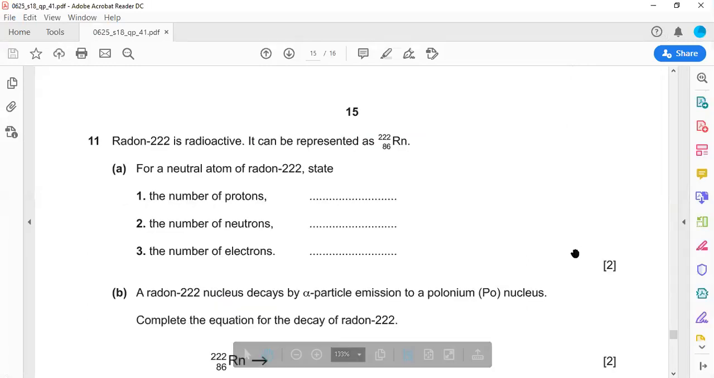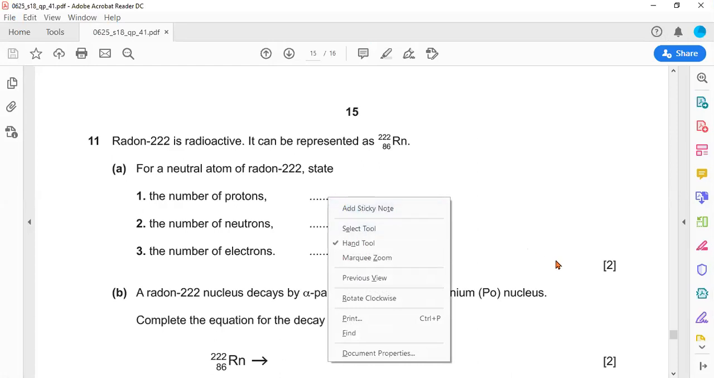So radon-222 is radioactive. It can be represented as 222 over 86 Rn, which is radon. For a neutral atom of radon-222, state the number of protons. How many protons do you think it has in this atom? You remember the top number is the number of protons and neutrons. Your bottom number is the number of protons or electrons. So how many protons does it have?